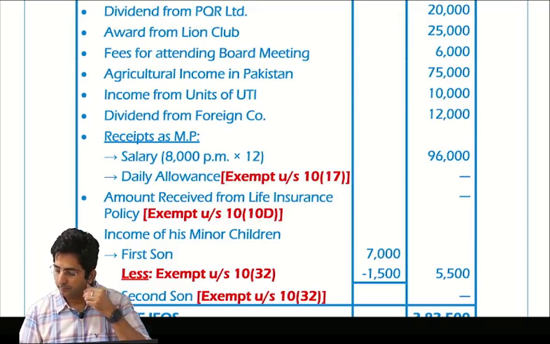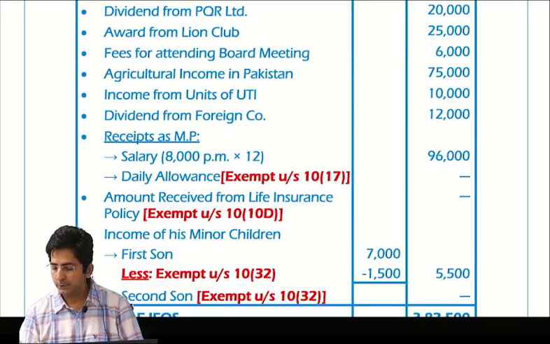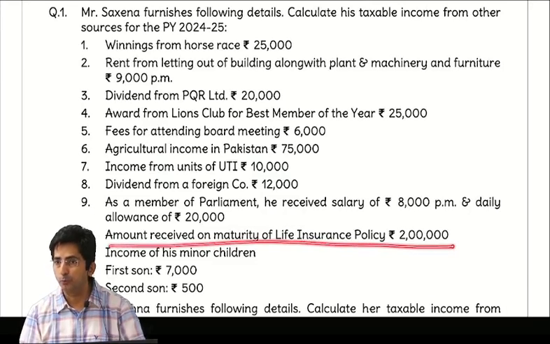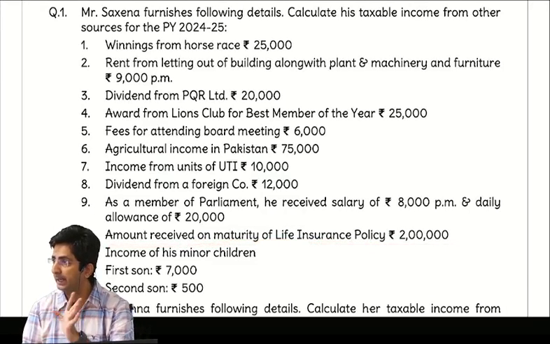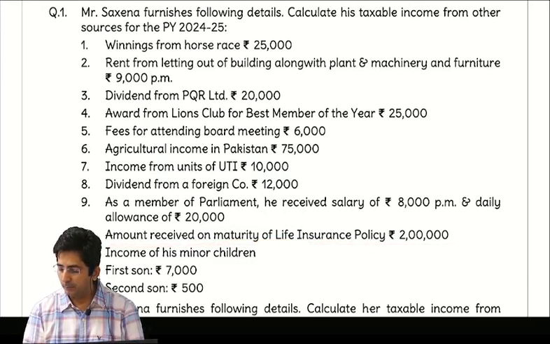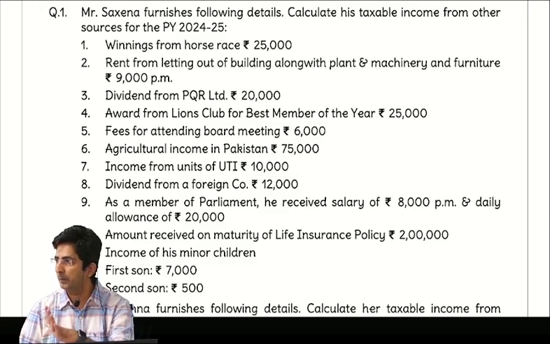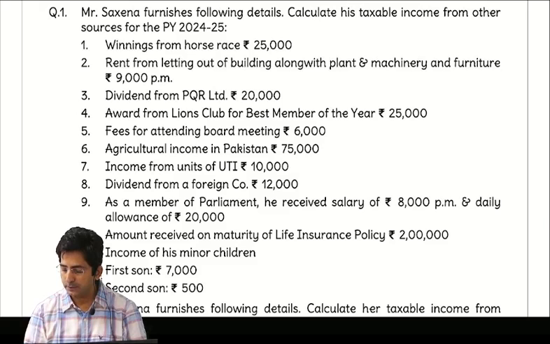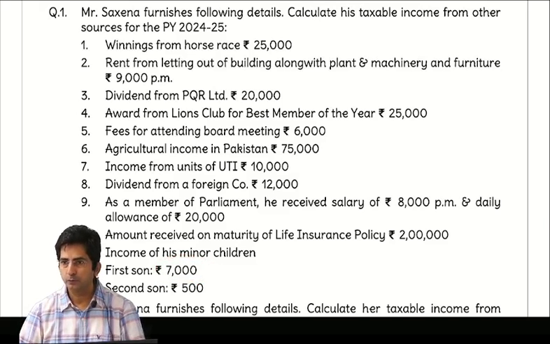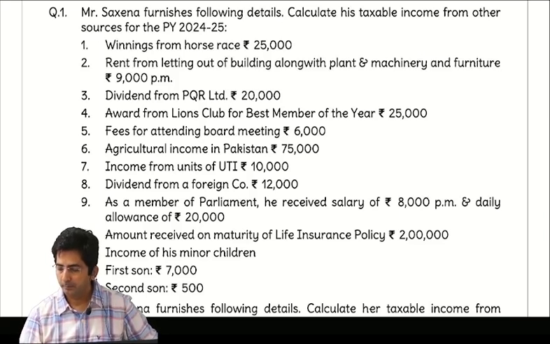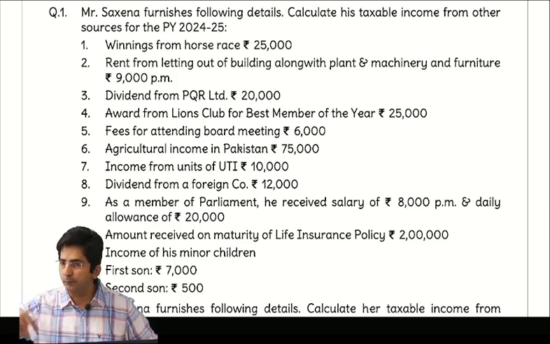Then next was amount received from life insurance policy, fully exempt. So you will put dash under section 10(10D). Then income of his minor children. Minor children income is exempt up to 1,500 per minor child. So for the first child, income is 7,000. So 1,500 exempt, balance will be taxable, 5,500. Exempt under section 10(32). And second child income will be fully exempt, because it is within the limit of 1,500.